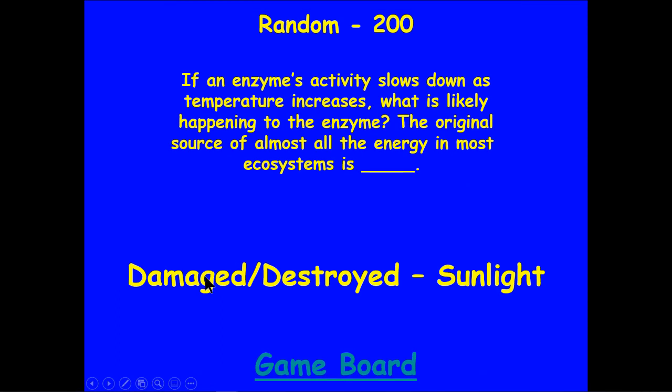All right, so the enzyme's being damaged, destroyed. It's also called being denatured. Remember, adding heat breaks bonds, and proteins and enzymes have very unique, specific three-dimensional shapes. And if those bonds start getting broken and the protein shape gets altered, then the enzyme substrate complex key fit is not going to work, and that will, of course, slow down the activity of the enzymes. And sunlight or solar energy is the source of most of the energy in ecosystems.